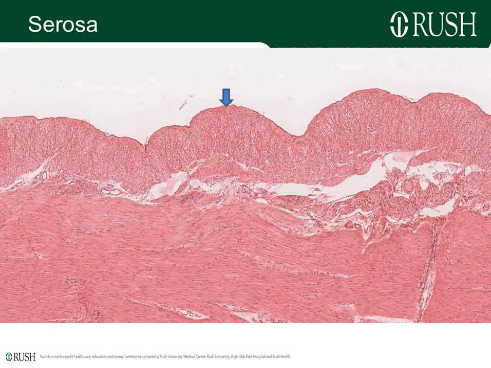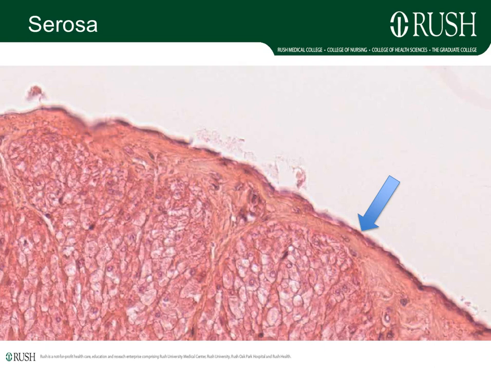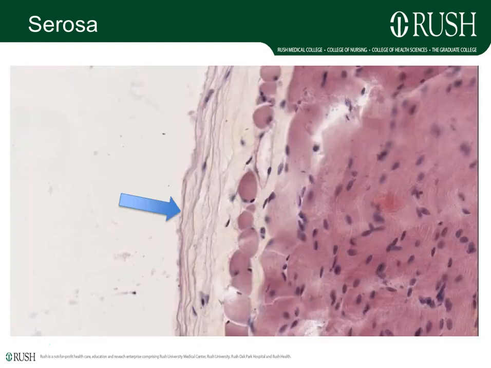Here's an example of serosa. There you can see that layer of mesothelial cells with some underlying connective tissue, and here's another example from a different portion of the GI tube at high mag.